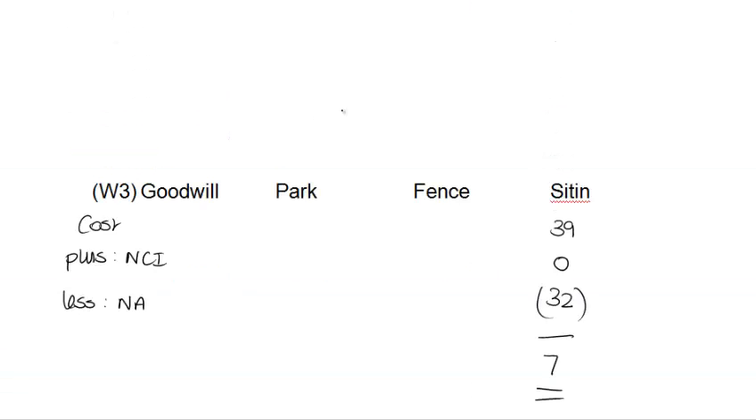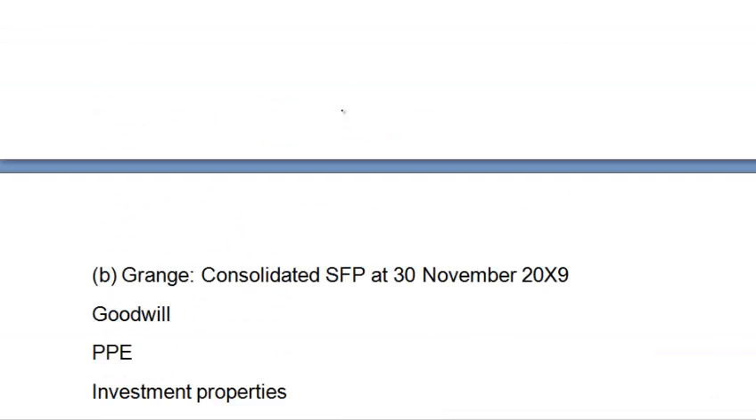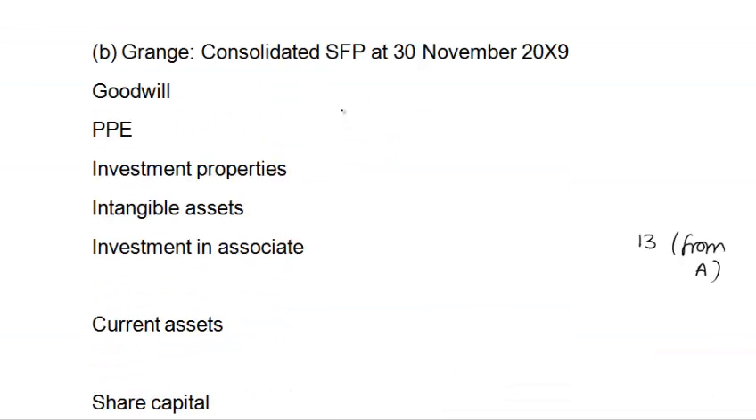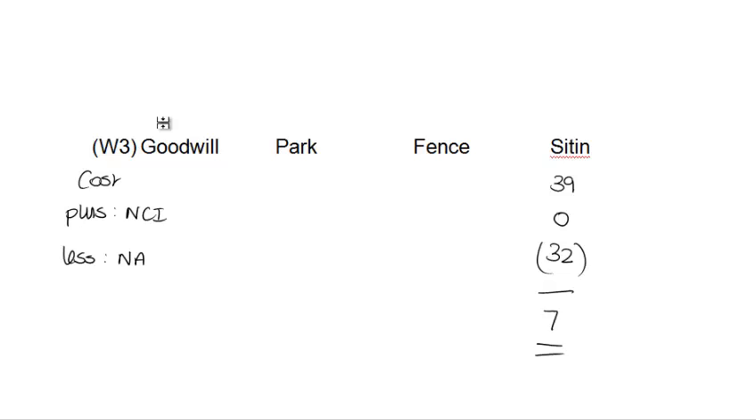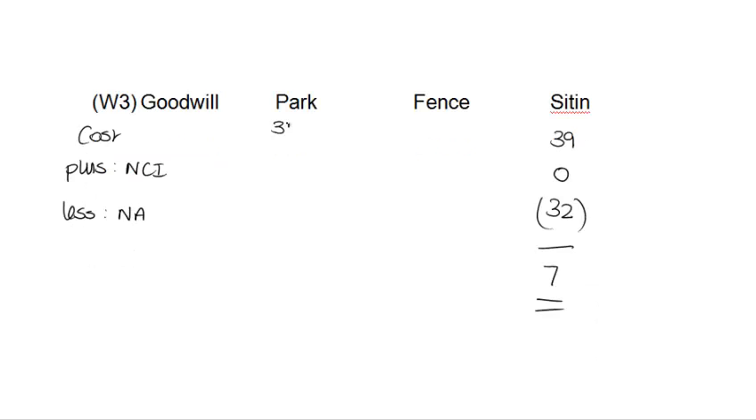The first thing that we see is PPE. So I'm going to go to PPE, add those figures across, and I've got 806. Next, we've got the investment in the subsidiaries, figures of 340 and 134. Both of these go to our goodwill calculation, 340 and 134. The investment in Sit-in we've now dealt with, so we can forget about that.